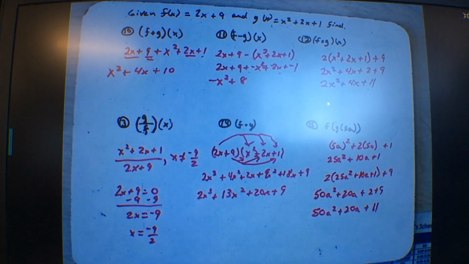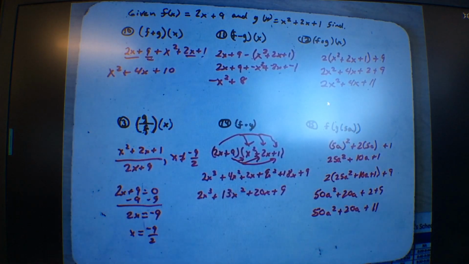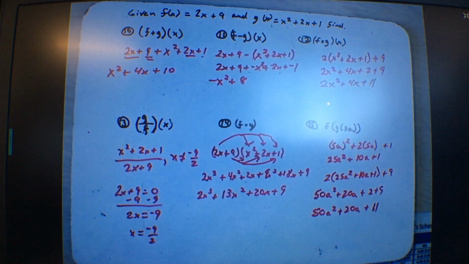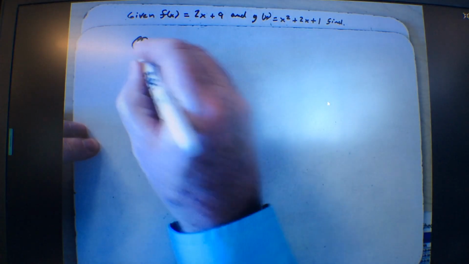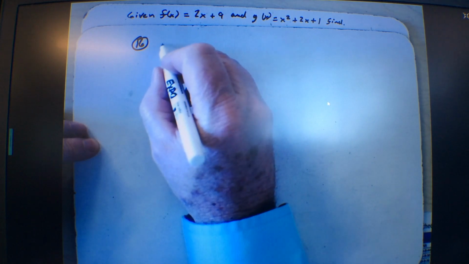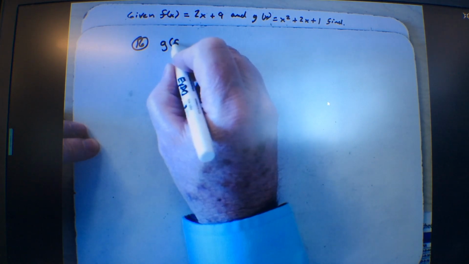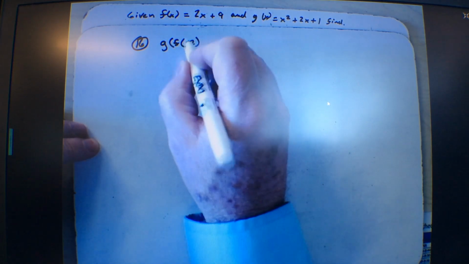Okay, now you notice I haven't put a number in, right? I didn't know if we'd have time for this or not, but we do have time. What number am I on? 16? Okay, so I'm going to use those same ones. I'm going to go 16. Let's go g of f of negative 2.